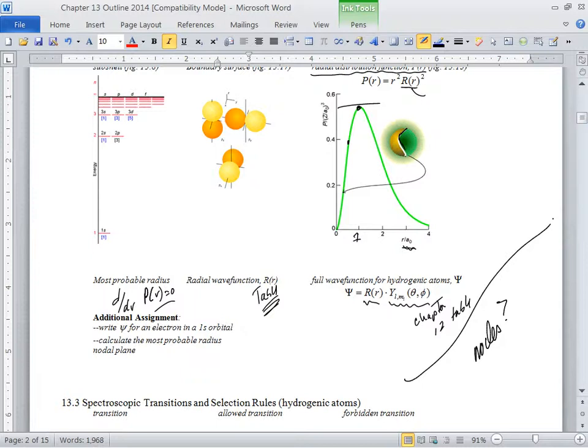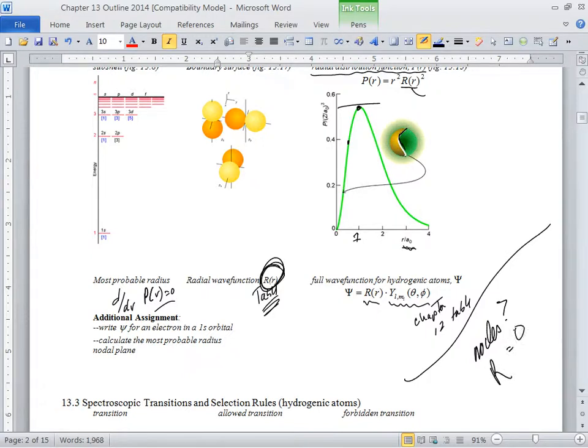Well, yeah, if I gave you a nice plot, you'd look at it and see that there's no problem. But if you actually had to tell me where these radial nodes are, you have to set the function equal to 0. What function? You just look it up. They're talking about the 1s orbital. Find the radial wave function for the 1s and set it equal to 0.